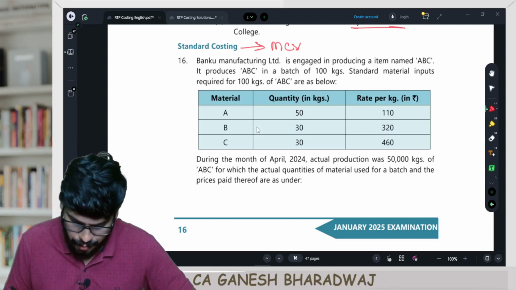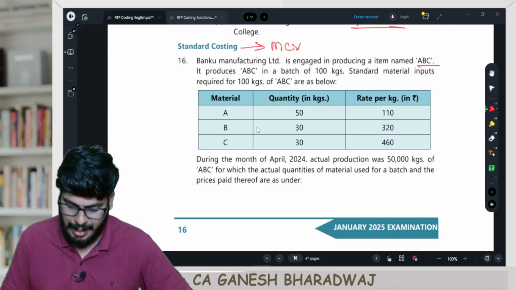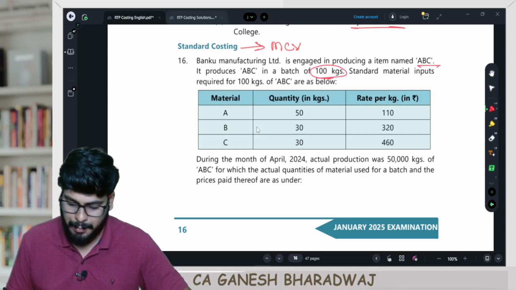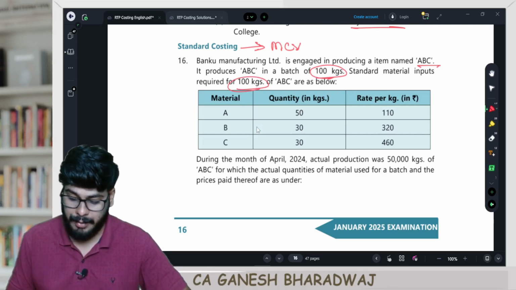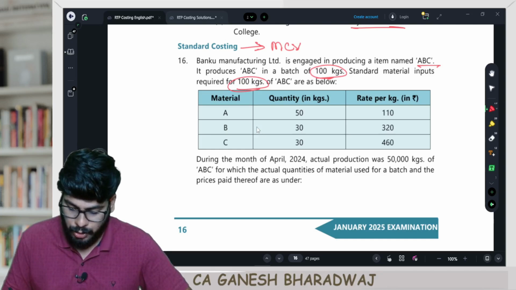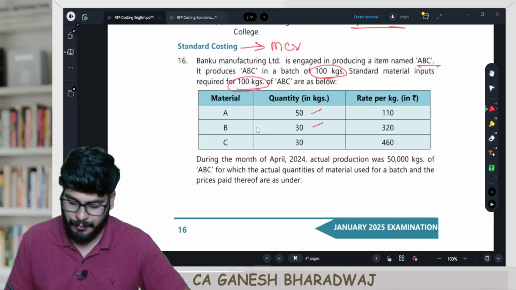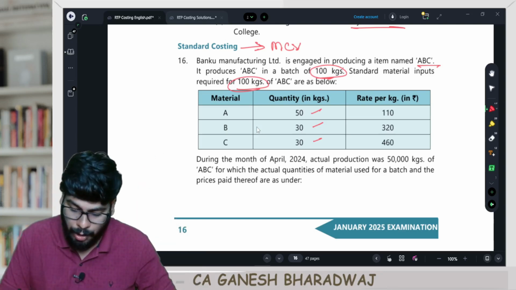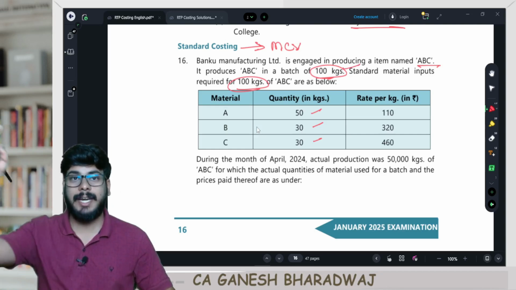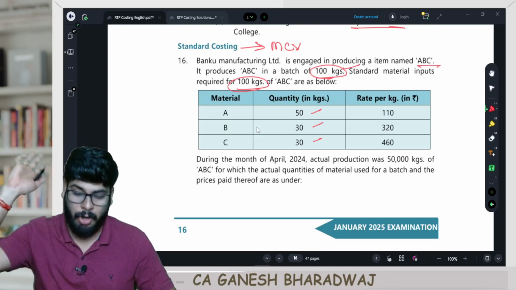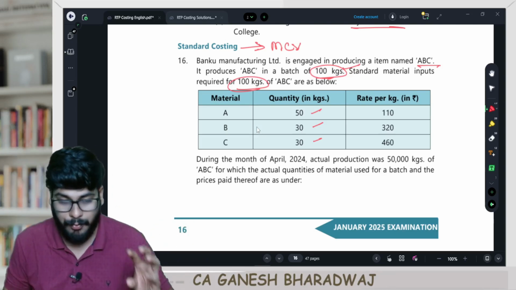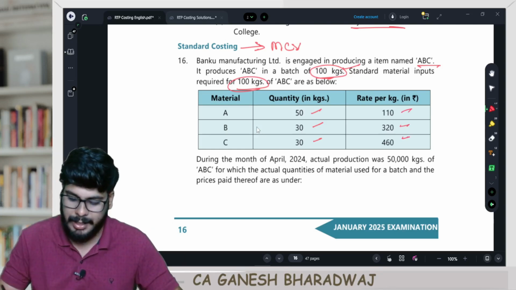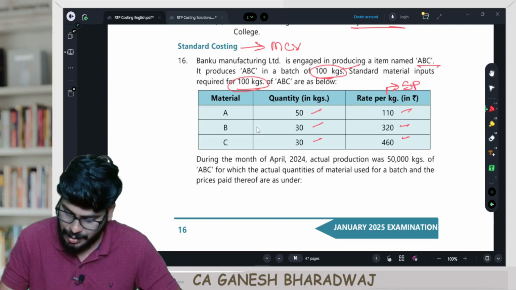Banco Manufacturing Limited is engaged in producing an item named ABC. It produces ABC in a batch of 100 kgs. The standard material inputs required for 100 kgs of ABC are given as below: A, B and C. So in quantities, 50 kgs of A, 30 kgs of B and 30 kgs of C. This is the standard input for an output of how much? 100 kgs. So if you want to get an output of 100 kgs of ABC product, you are supposed to input 50 kgs of A, 30 kgs of B and 30 kgs of C. Are you clear with this? And the rate per kgs are also given. This, you can take it as standard price.